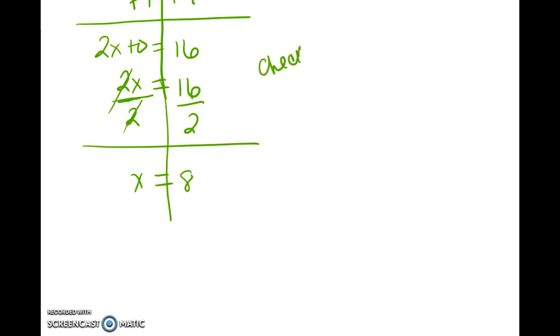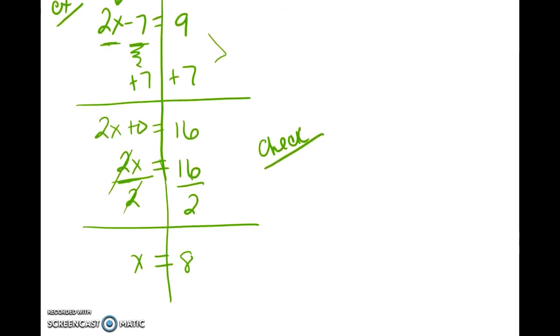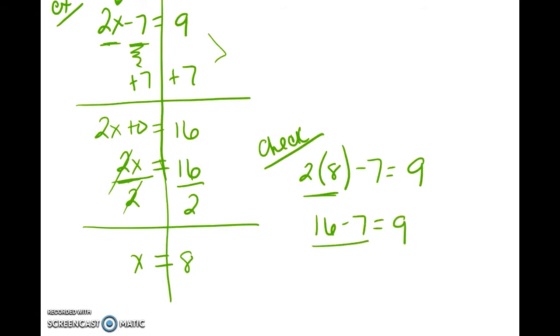Okay, so I think my solution is 8, but we're going to check it by making the replacement. So I'm going to copy the problem down again, but instead of writing x, I'm going to write 8. And I'm going to check and see if this actually equals the same thing. So remember my order of operations. I have to do 2 times 8, which is 16. And then I subtract here and I get 9 equals 9. So I am good to go.